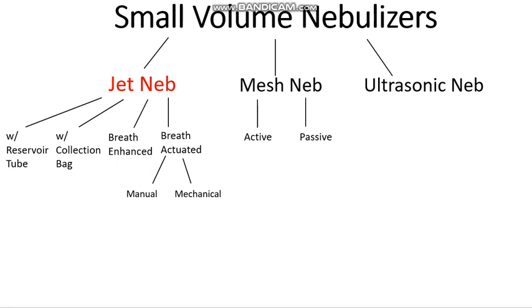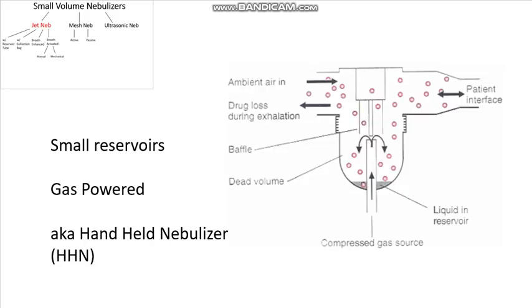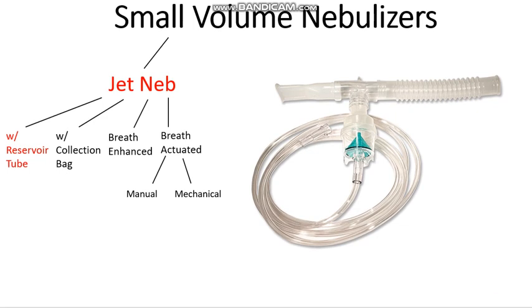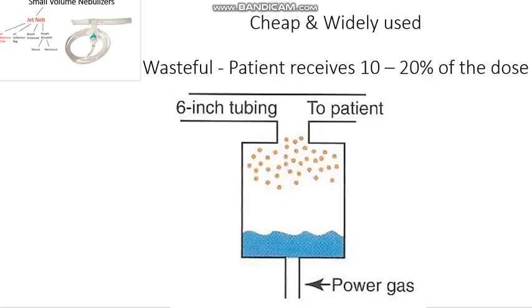Jet nebulizers have small reservoirs. They are gas-powered. And they are also known as the handheld nebulizer, or HHN. The jet nebulizer with the reservoir tube is cheap and widely used. It is also wasteful. The patient only receives 10 to 20% of the dose.